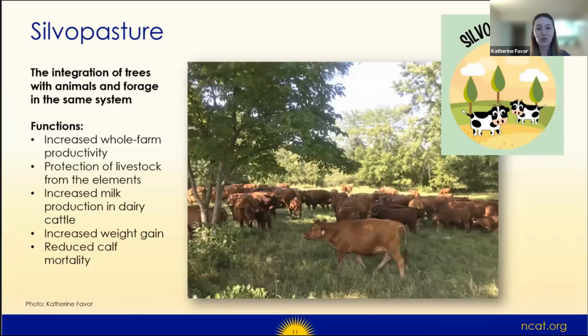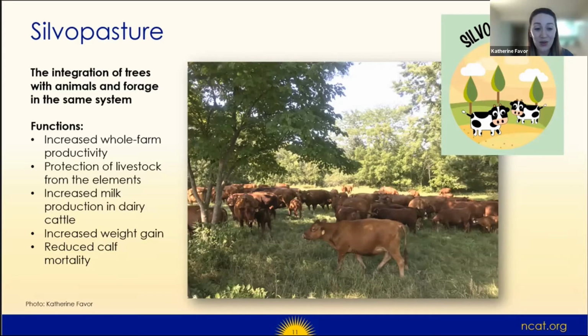The next system that we'll be talking about is silvopasture, and that is the combination of trees with forage and livestock. So trees added to a livestock system provide a lot of benefits for the animals. Basically, they just protect the animals from the elements. They protect them from sun, rain, wind, snow, just all the elements. And that means that you're going to have less stressed animals.